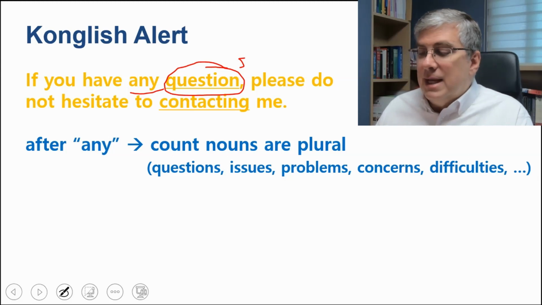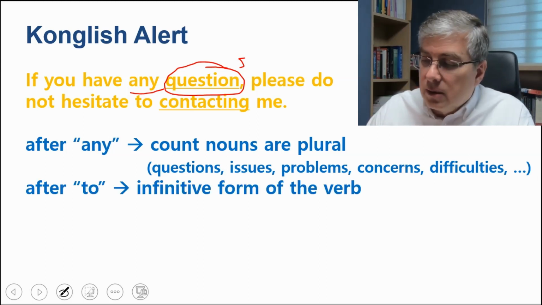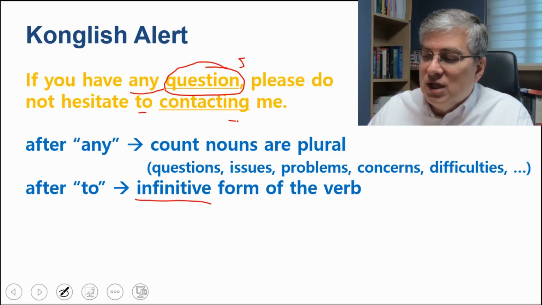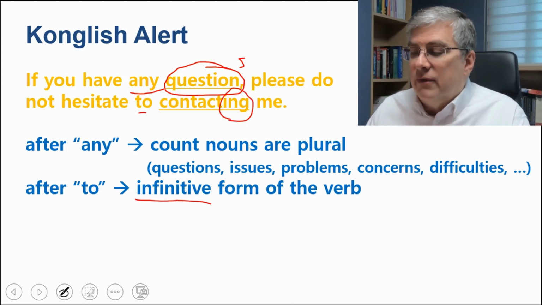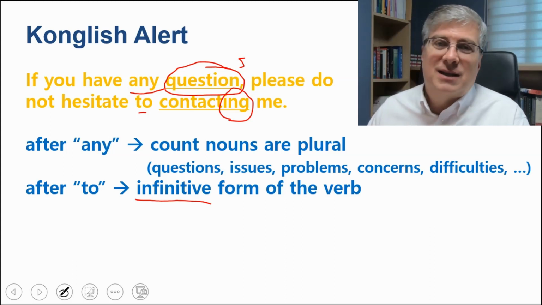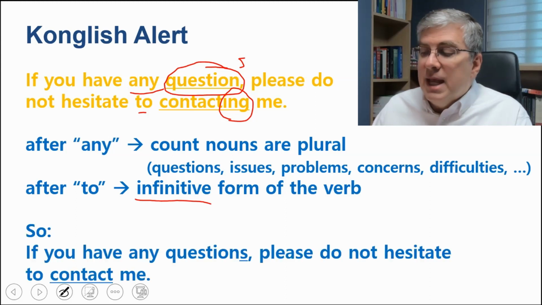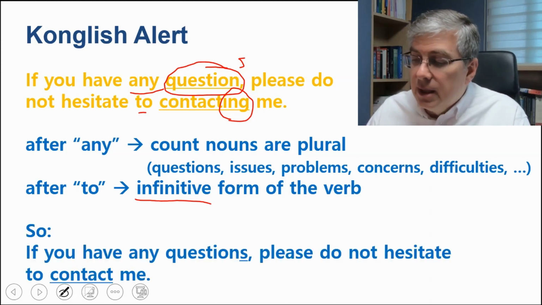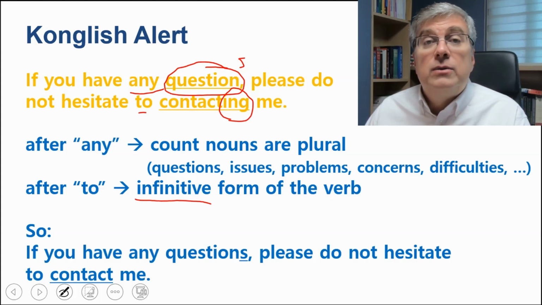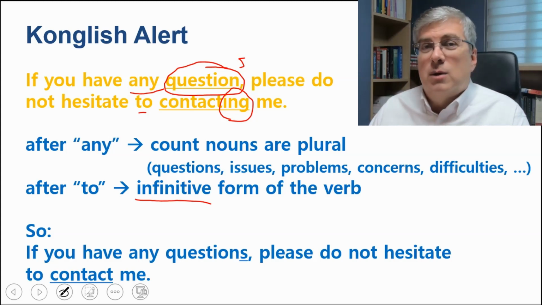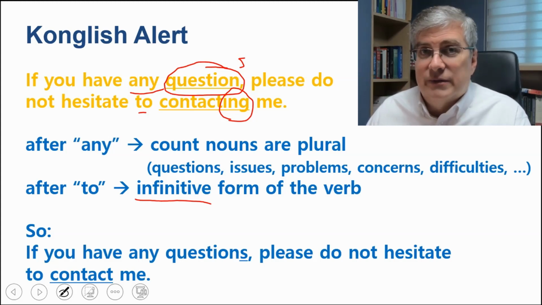Okay. Next, after to, right, we use the infinitive form of the verb, not the ing gerund form of the verb. To contacting me? No, that's incorrect grammar. Please do not hesitate to contact me. So, if you have any questions, please do not hesitate to contact me. That's how we would change the next sentence. Okay.